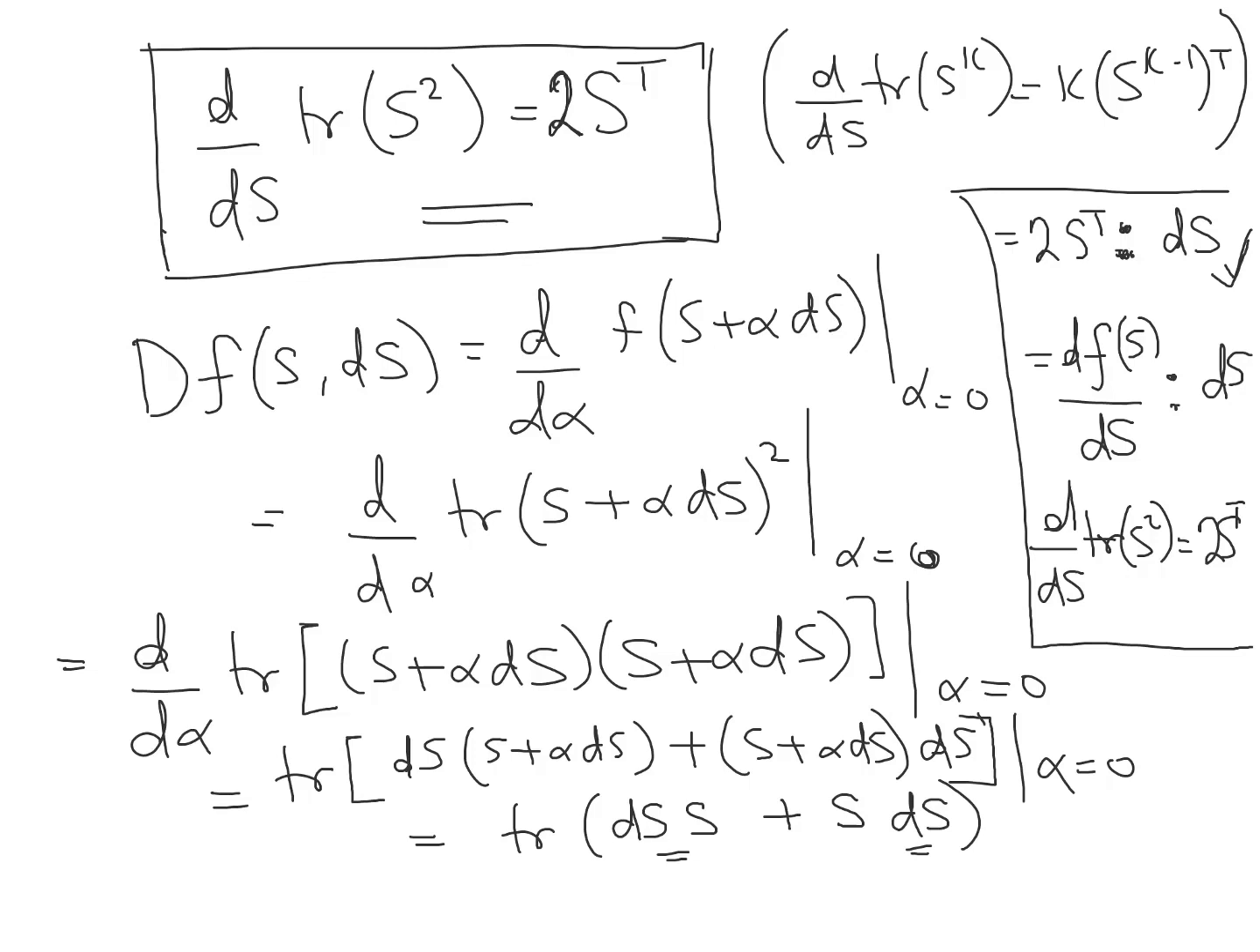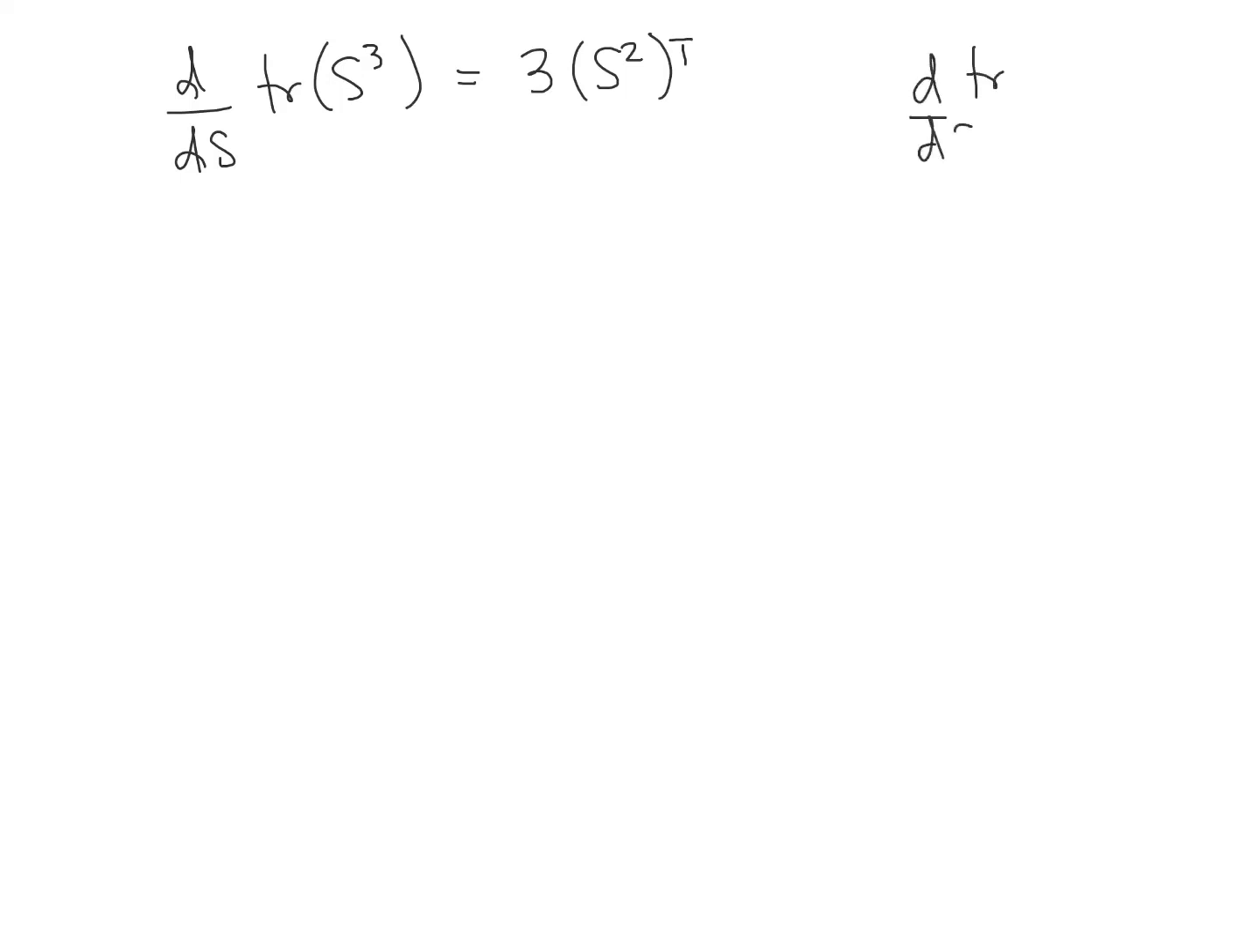So let's look at when k equals 3. We have to show that the derivative of the trace of S cubed is equal to 3 S squared transpose. So remember that the derivative of trace of S^k is equal to k times S^(k-1) transpose. So I'm just putting in the value of k. So we have to also show this.